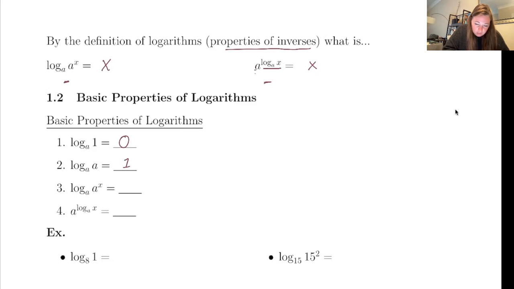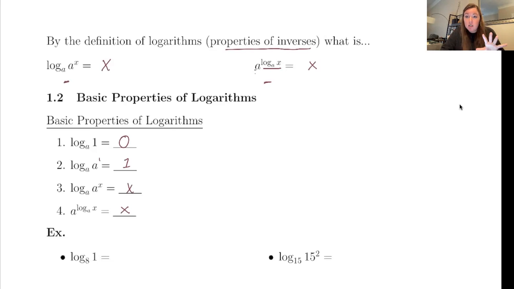And then the last 2 are properties of the inverses, right? What do I raise a to get to a to the x? Well, I would get x. And that kind of follows from 2, right? That's like a to the 1. And then if I raise a to this something and I get x back out, well, now I'm raising a to that thing, so I would hope to get x back out as well. And again, that's from inverse functions. Okay, so those are basic properties of logarithms.